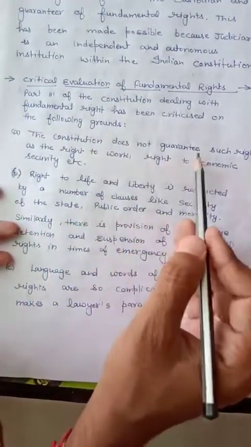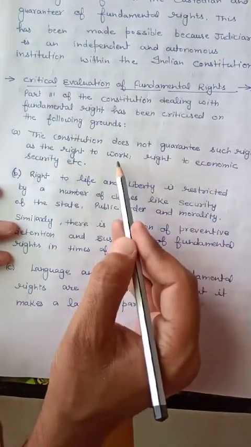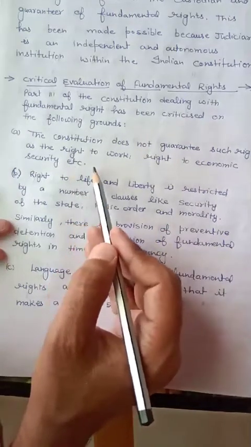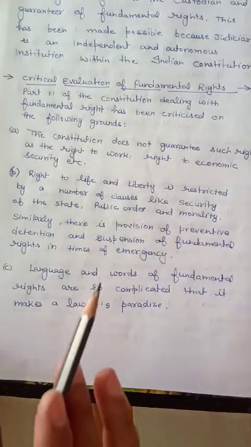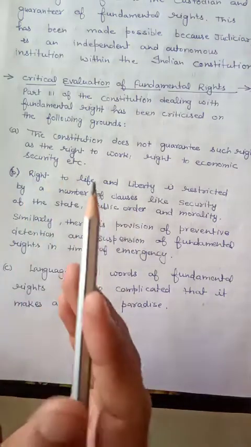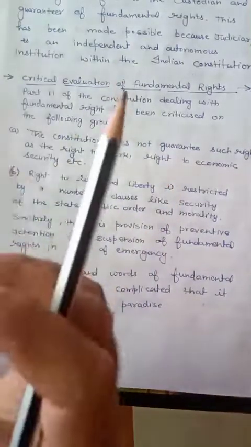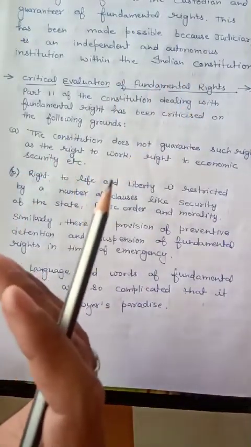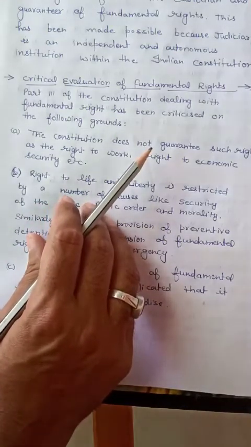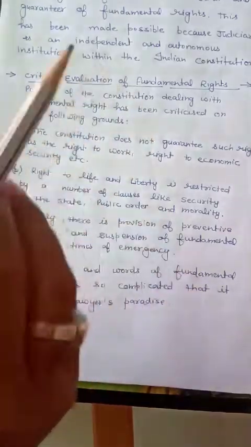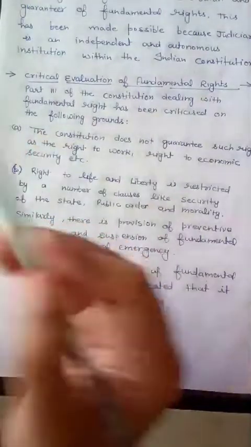The Constitution does not guarantee such rights as the right to work and right to economic security, etc. As you know, NREGA, the National Rural Employment Guarantee Act, was enacted in 2005. Now it is known as the Mahatma Gandhi National Rural Employment Guarantee Act, which provides 100 days of assured employment to each and every rural household. So we can't say that the right to work means NREGA or MGNREGA.